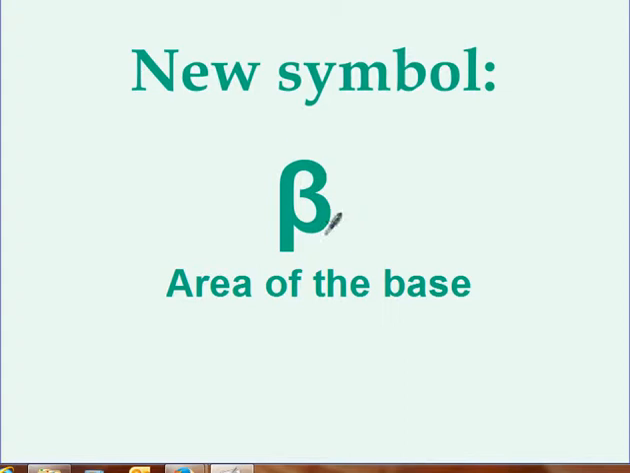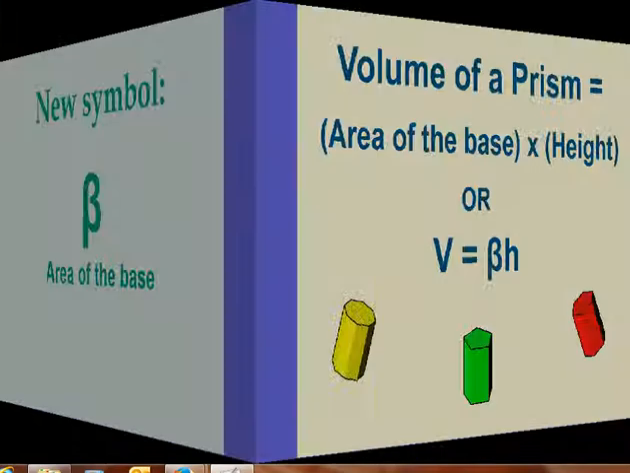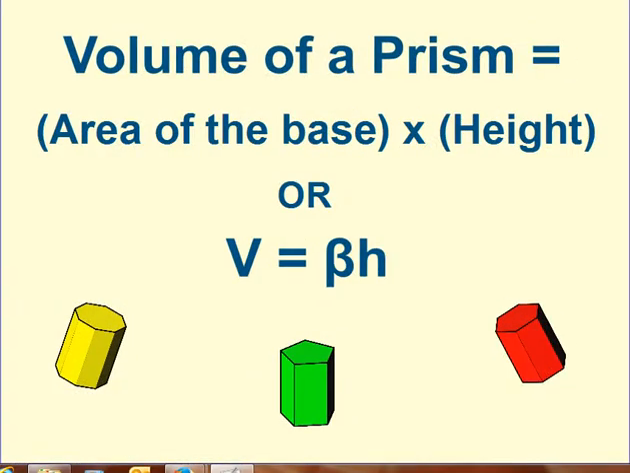This kind of funky looking letter B is representative of the area of any of our base shapes in our three-dimensional objects that we've been talking about, in our prisms and in our pyramids. So typing wise, it looks just like a capital B, but when you write it, we need to draw it like the original symbol. So we're going to start off today with volume of a prism.